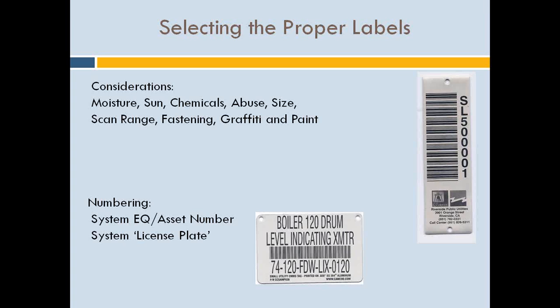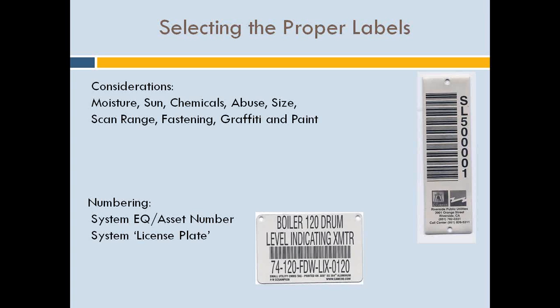So we want to take a look at all those factors in determining the right label and what's going to work on your asset. What we do is we produce long life durable barcode labels. The idea is buy a label which lasts as long as an asset. If you have a 30-year life of your asset, buy a label that's going to last 30 years on your asset. You won't have to do any relabeling.